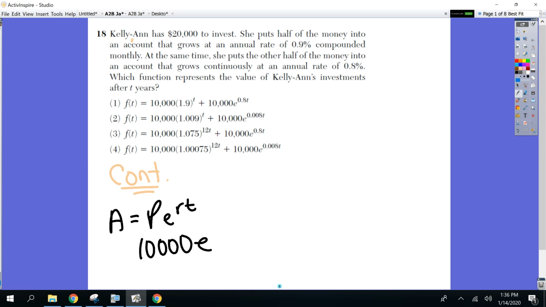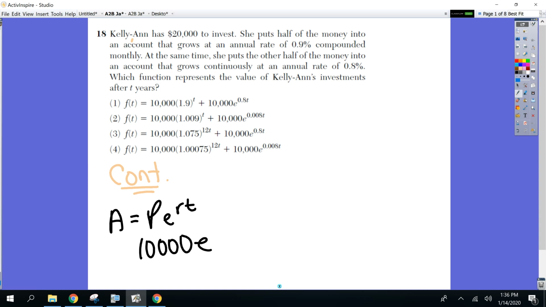R for rate. Guys, read carefully. The one we're compounding continuously. What's the rate for that one? The one that's compounded continuously. That's the one we're on right now. 0.8, but I'm not putting 0.8 there. That's a percent. I don't ever put percents into the formula.